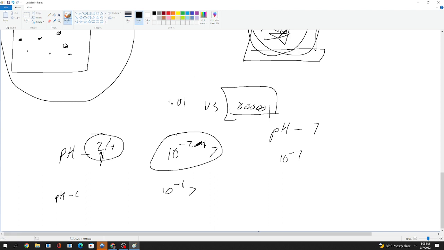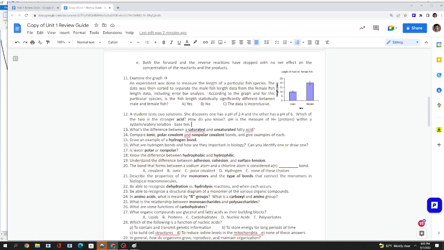Yeah, that's good. Anyways, that is why something of negative 2.4, or even negative 2, is going to be greater than something of negative 6. There is a greater amount of protons with 10 to the negative 2, a pH of 2, versus a pH of 6.